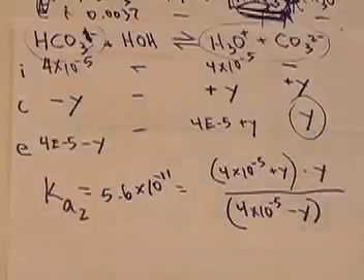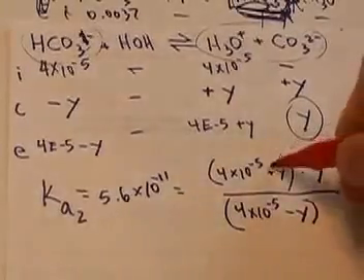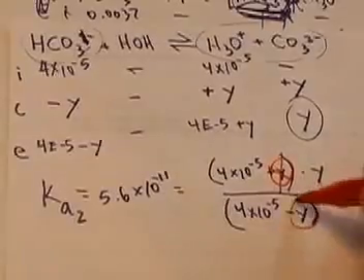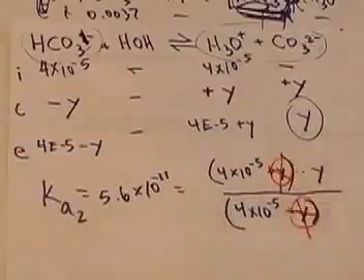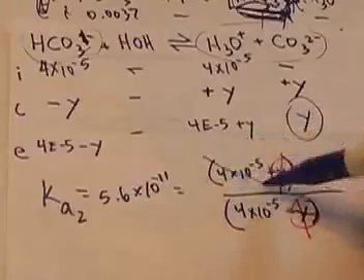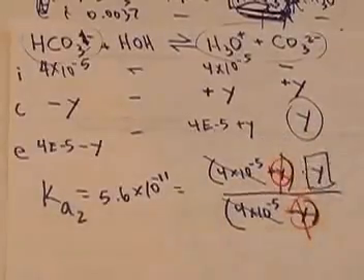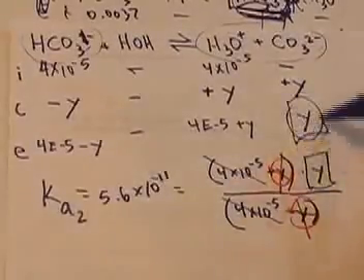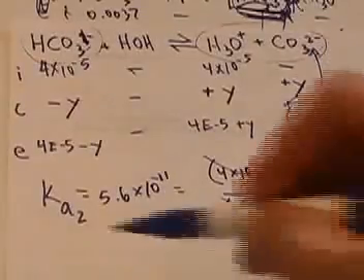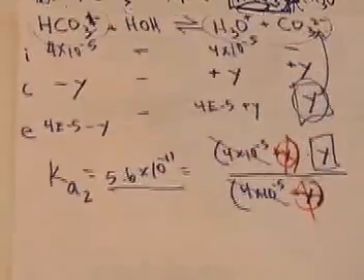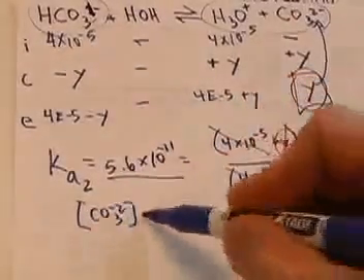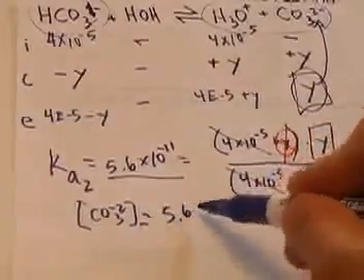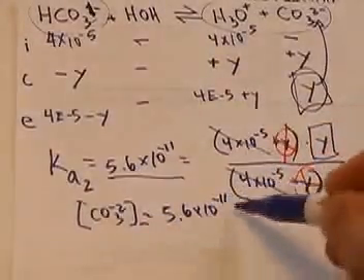Now I'm going to do some ignoring here, because y is going to be insignificant compared to the 4 times 10 to the negative 5ths. And so I can actually get rid of both of those, which makes this a super easy problem to solve, because now look, this cancels with this, and how much is my y value? Remember, my y value is the carbonate concentration. It turns out to be the same thing as the Ka. And so my concentration of CO3 2- in this solution is 5.6 times 10 to the negative 11th molar.